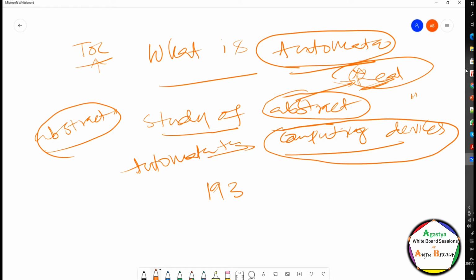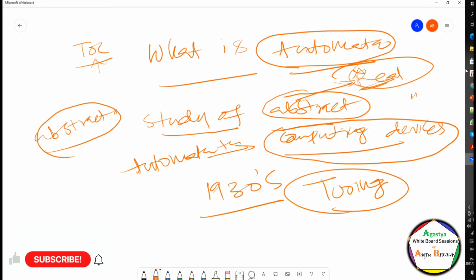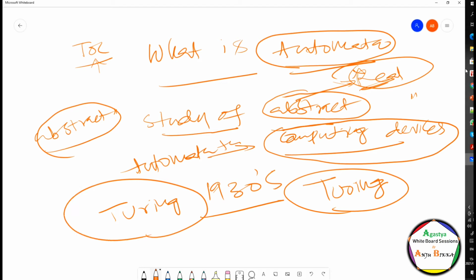So in 1930s, the foundation for computer science was laid out by a great personality called Turing. He laid down the basis for computer science. So what computer science is now, all the credit we have to give to Turing. Because in 1930s, he started studying, what was his goal at that time? The goal was, what is computable, what is not computable?